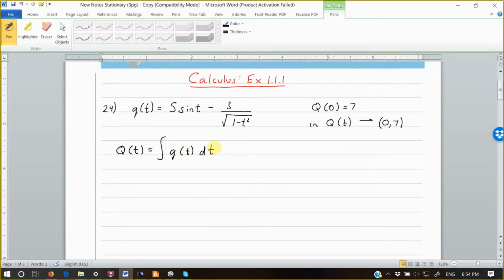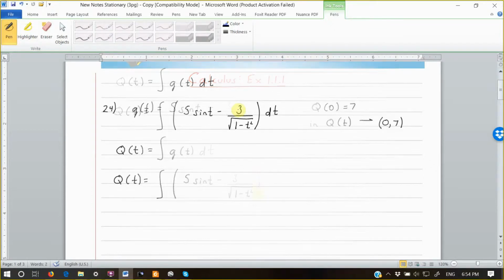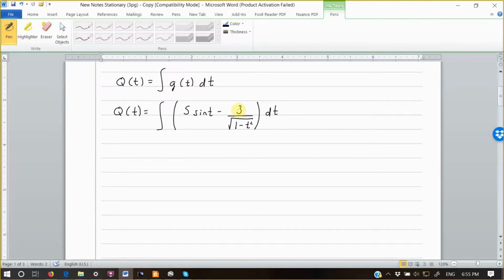big Q of t is the original function of the derivative, which is little q of t. Therefore, big Q of t is the integral of all of that. Finding the integral of sine t is going to be easy, but the second half will not.